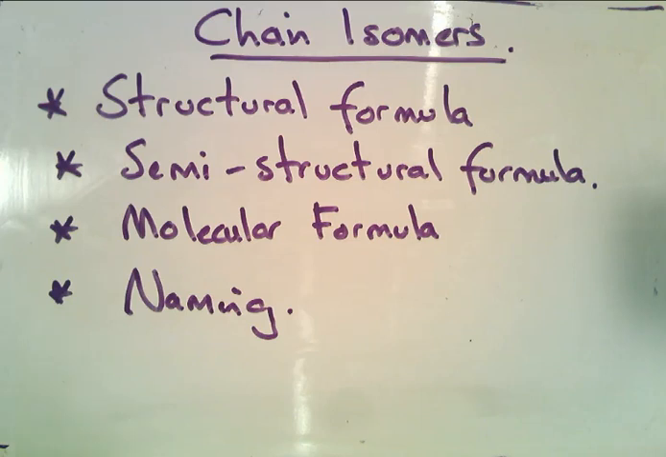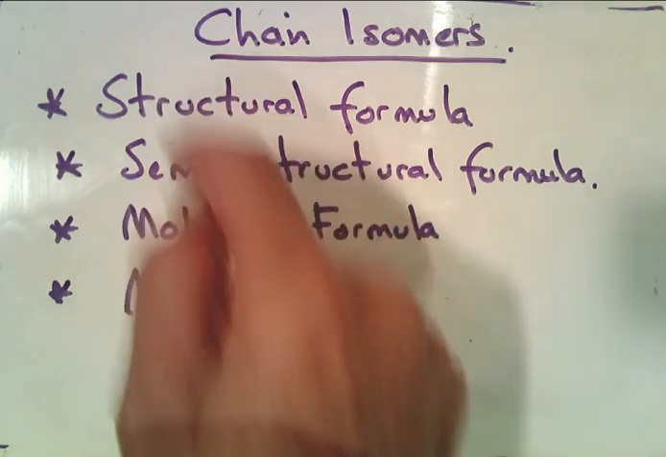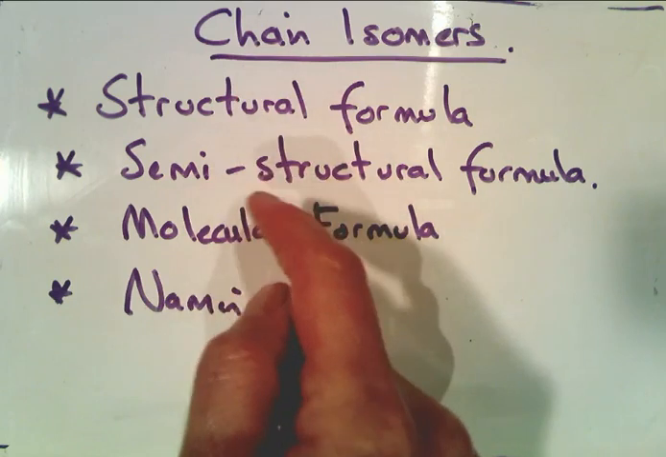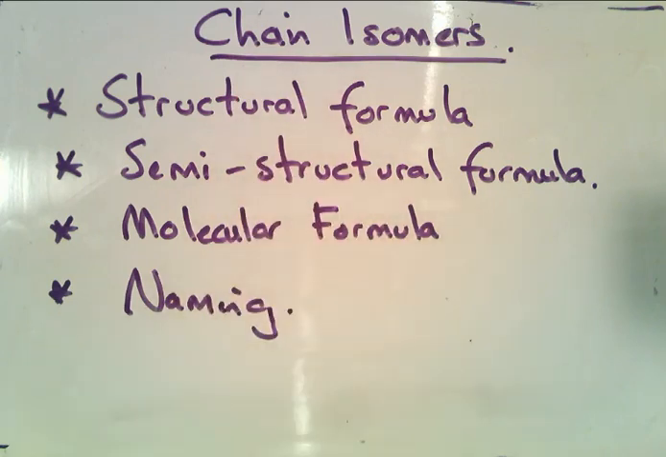So we're just looking at alkanes and chain isomers, and you need to know how to do the structural formula, the semi-structural formula, and their names. The molecular formula, obviously, you can't build on anything from that. So we need to be able to move from, if you're given any of these, the name, or the structural formula, or the semi-structural formula, to find out the other bits of information.